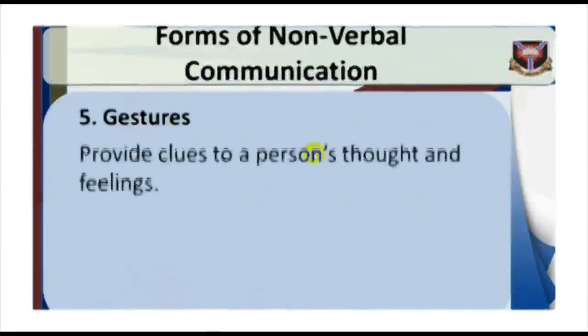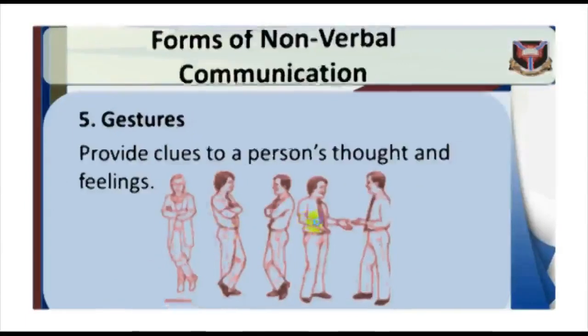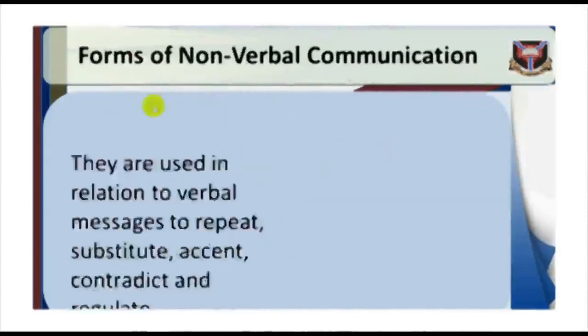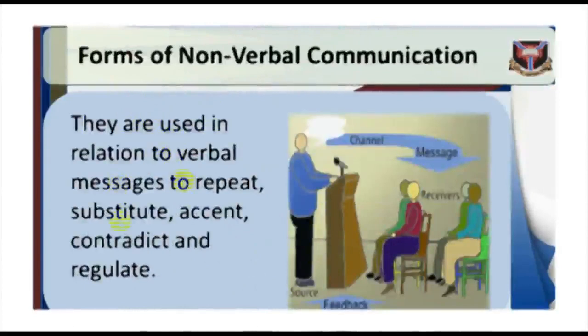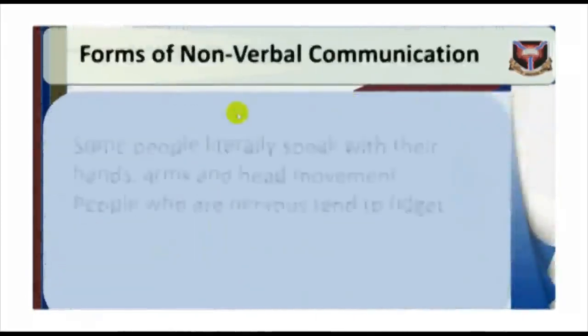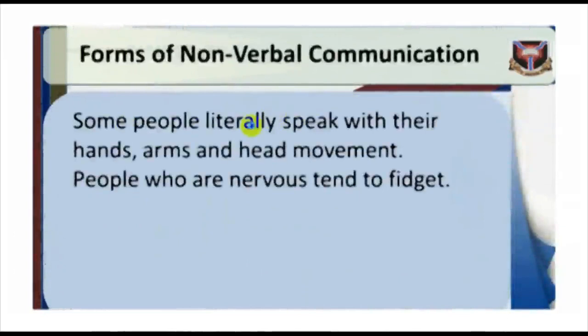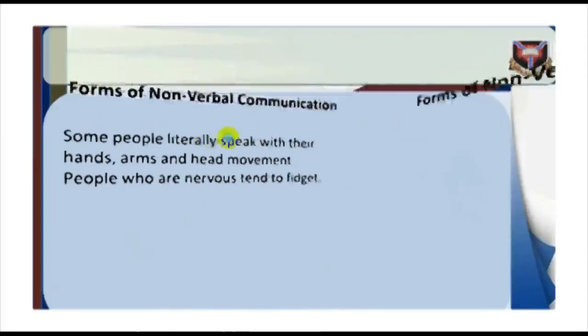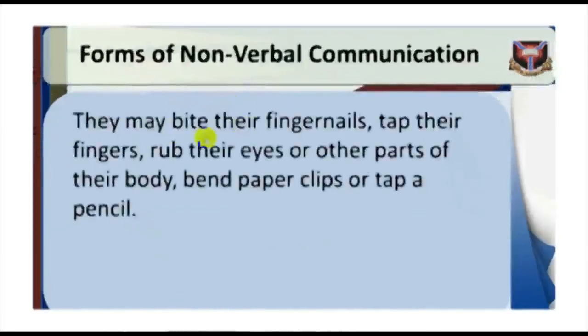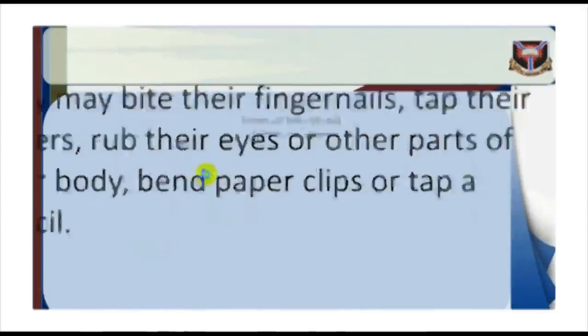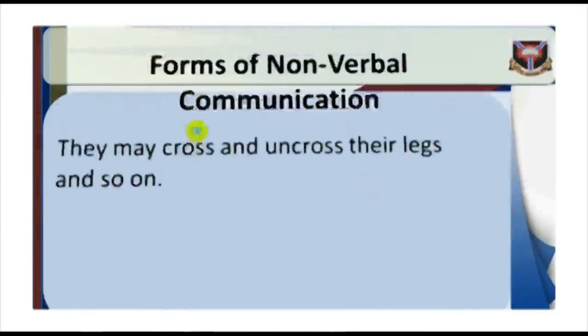Gestures. These provide clues to a person's thoughts and feelings. They are used in relation to verbal messages to repeat, substitute, accent, contradict, and regulate. Some people literally speak with their hands, arms, and head movements. People who are nervous tend to fidget. They might bite their fingernails, tap their fingers, rub their eyes or other parts of their body, bend paper clips or tap a pencil. They may cross and uncross their legs and so on.